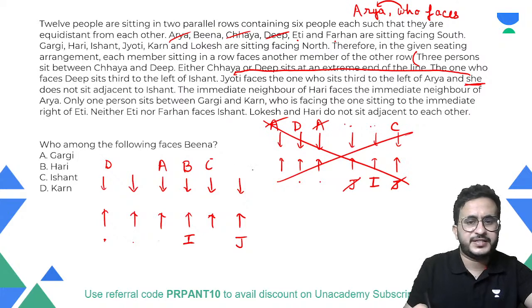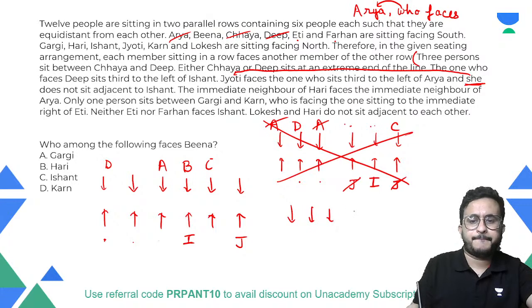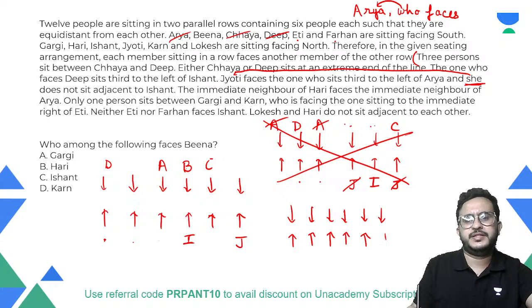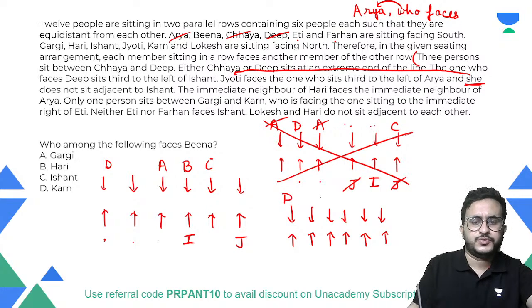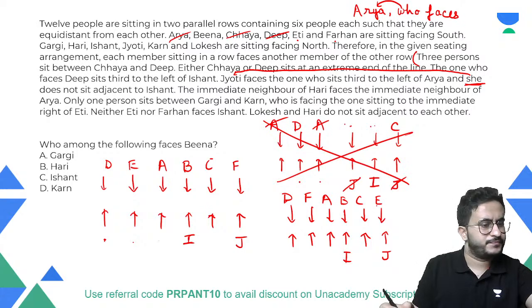Now what we can do next is make two cases from here, one with E, one with F. So let us make another case, and probably these statements will help us eliminate this. So D, A, B, C. So let us do this: in one case we place E and F like this, and in the next case let us place E and F like this.